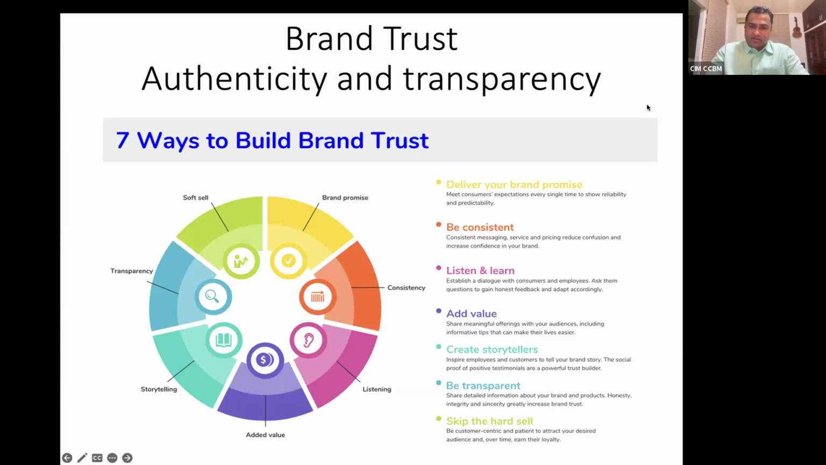Be transparent and don't hard sell your brand. Create value. To create value, people will demand your brand. So can you see? This is how you build trust, authenticity, and transparency.